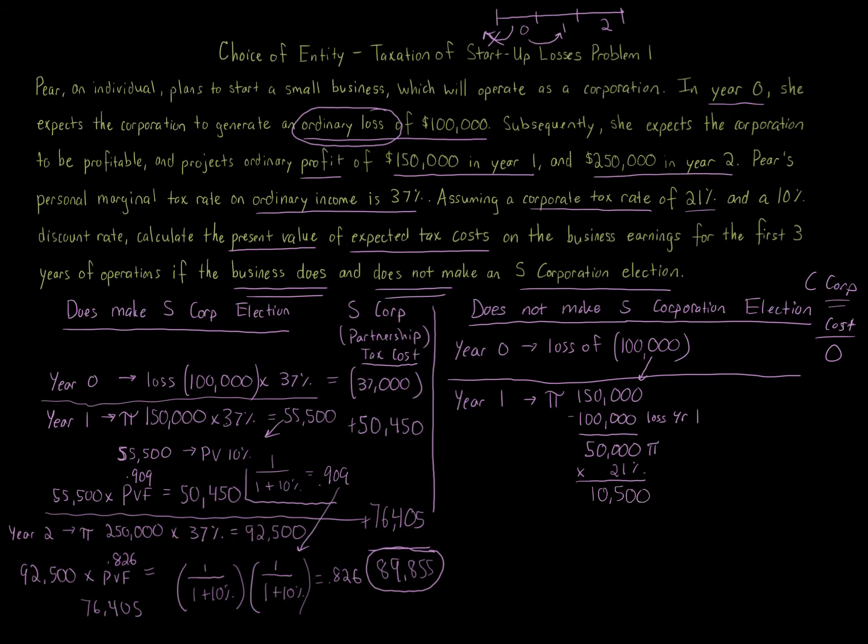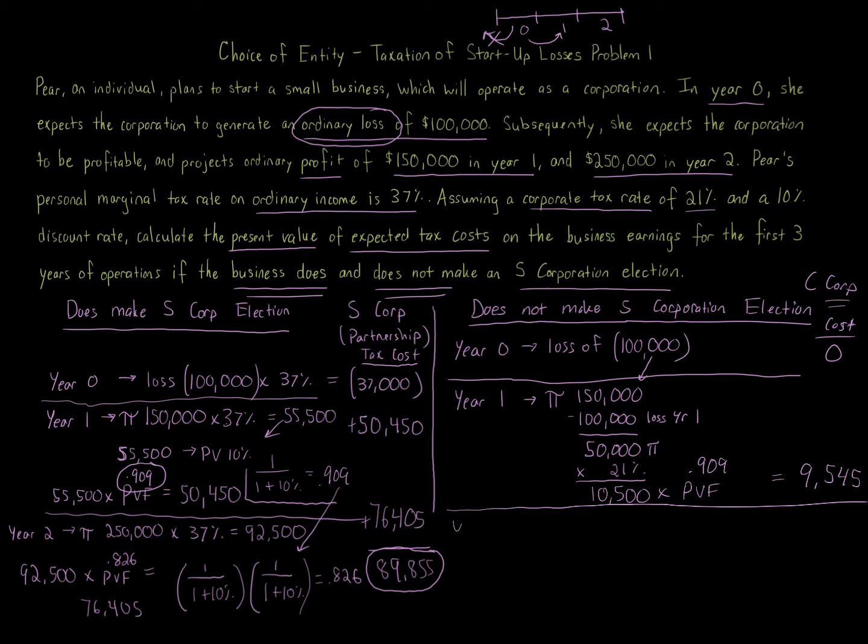is $10,500. Now we take $10,500 times the present value factor. We already calculated it, the same as the present value calculation we did in year one for the S corporation election. It's 0.909. The way we got that was taking 1 over 1 plus 10%, which equals 0.909, rounding to 3 decimal places. So we take $10,500 of tax costs times 0.909, and we get $9,545 of tax costs in year one.